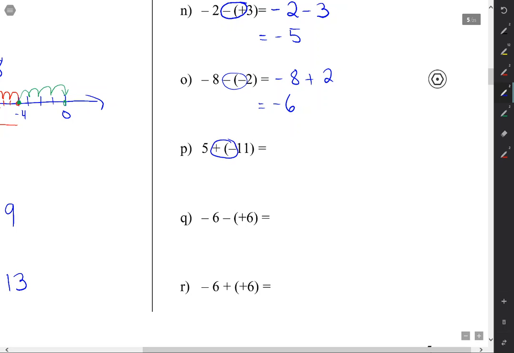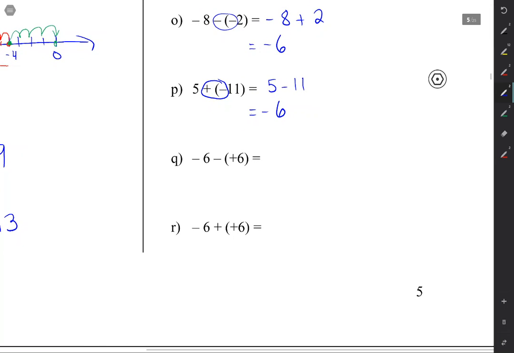Here's two of the opposite signs. So this would turn into 5 minus 11, or minus 6. Because 5 minus 11 would give us minus 6. This one here would be minus 6 minus another 6. So minus 6, or negative 6, minus another 6 would give us minus 12.